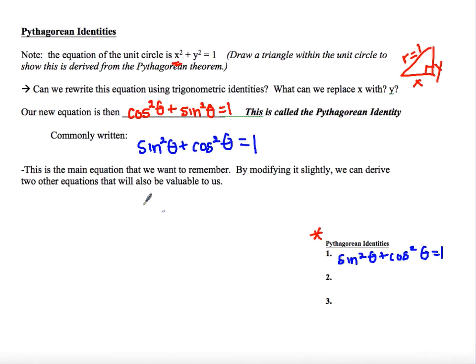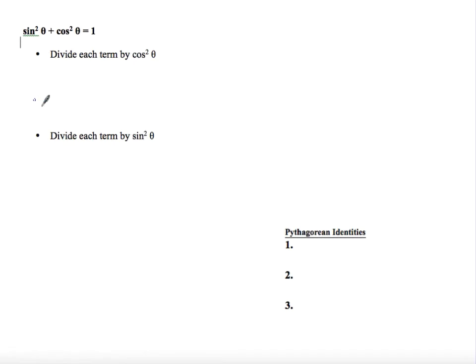Now once we have that first identity, that's kind of the main one of the Pythagoreans that you're going to want to commit to memory. The other two we're going to find by modifying this one slightly. So if you can memorize sine squared plus cosine squared equals 1, that's going to pop up a lot. You're going to be able to derive the other two equations from that.